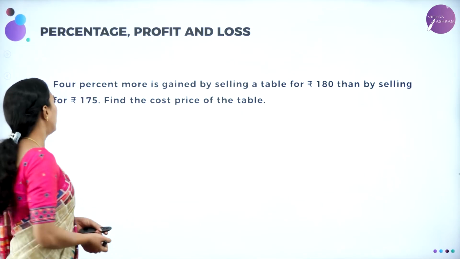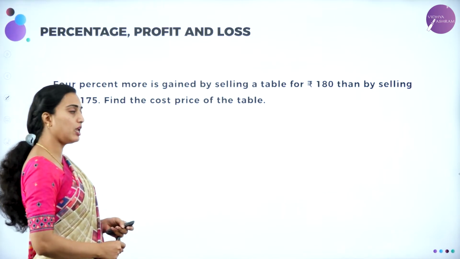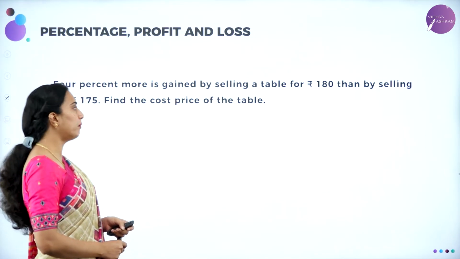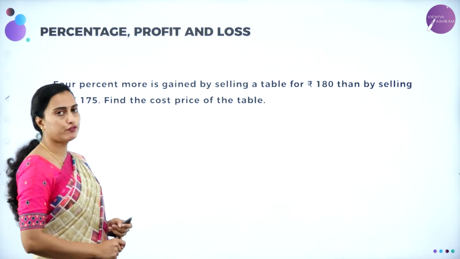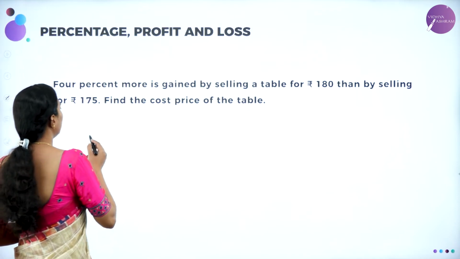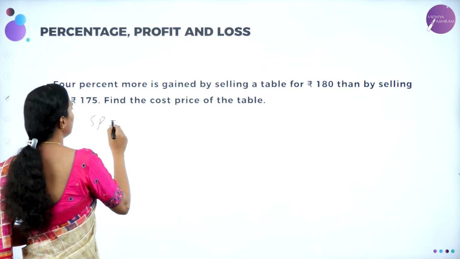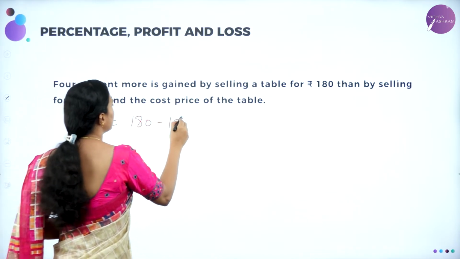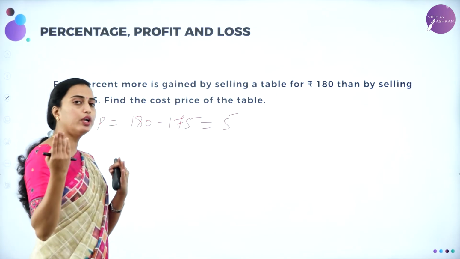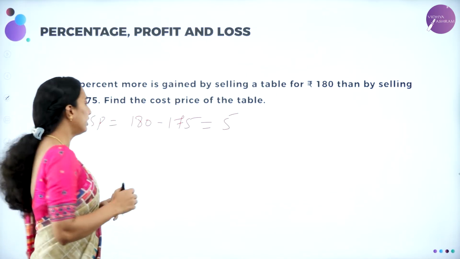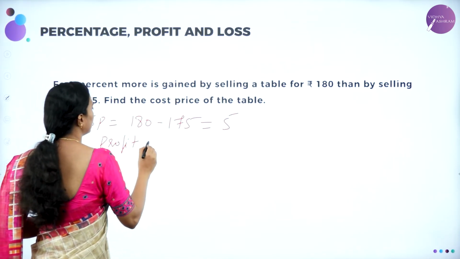What is the next question they've asked, dears? 4% more is gained by selling a table for rupees 180 than by selling a table for rupees 175. Find the cost price of the table. So what is it that you are going to have? So first he is going to sell. So the selling price difference will be equal to 180 minus 175, which is equal to 5. Correct? So that means you are going to have the difference in SP. Then what is the profit? Profit they have given as 4%.